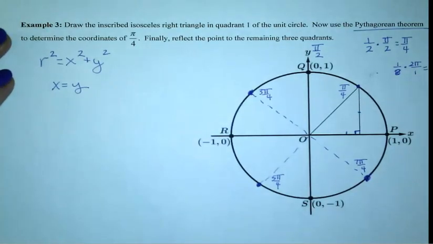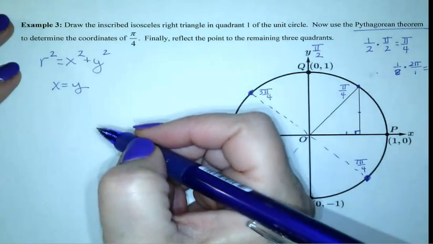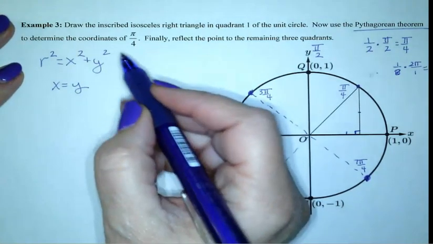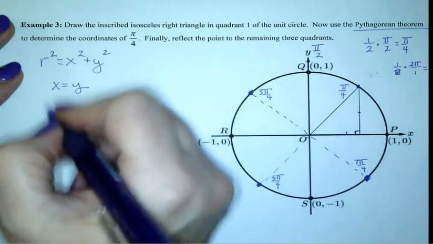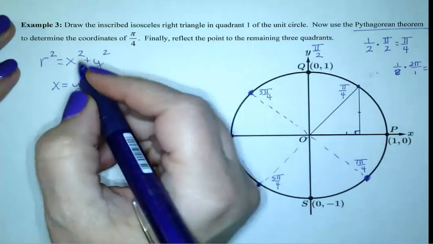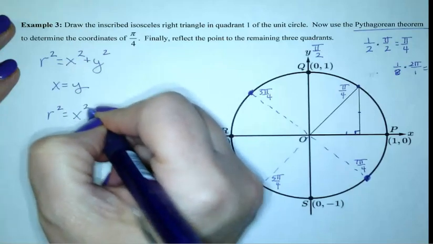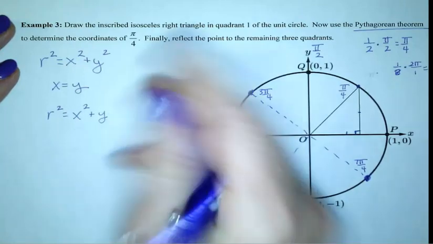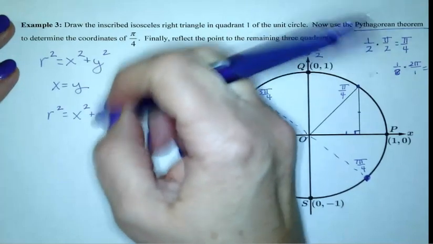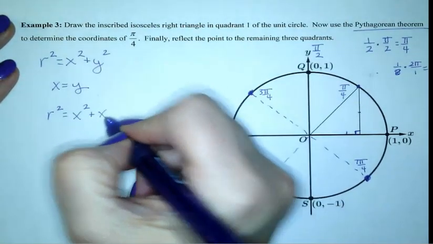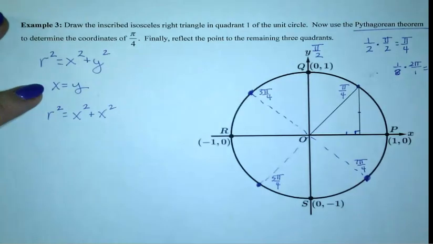So how is that going to be helpful as I am finding the length? It is going to be helpful because that tells me if x equals y, then this can be written as r squared equals x squared plus x squared. That was the whole point of that. So those are the same. That's what this piece is telling me.